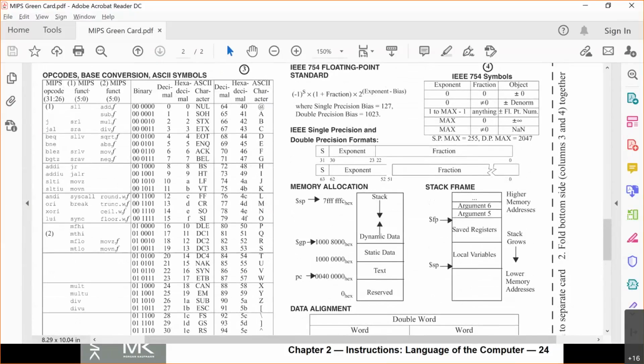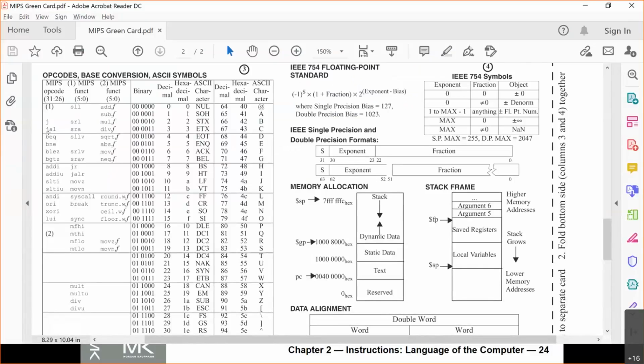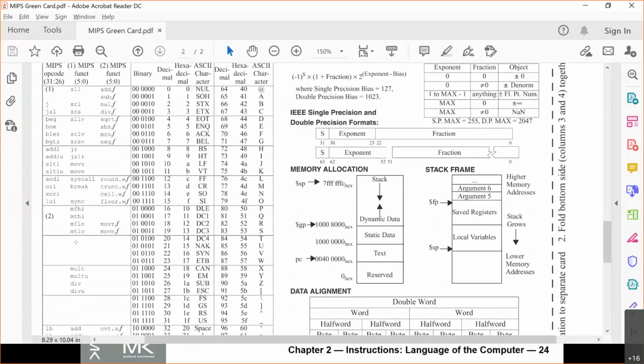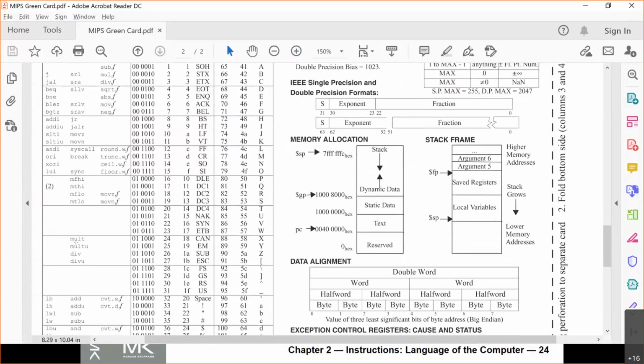What this is saying is that the add instruction is not represented using the opcode alone. It is represented using both the opcode and the funct field. The instructions in the first column are represented using the opcode alone, but the instructions in the second column are represented using the opcode and the funct field.